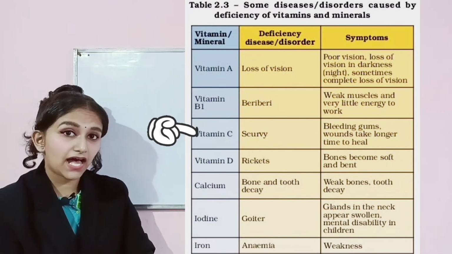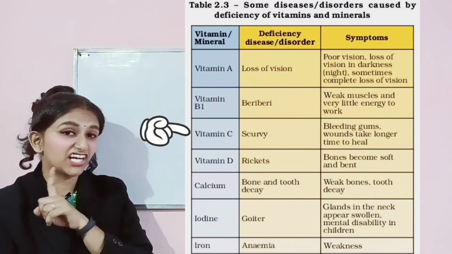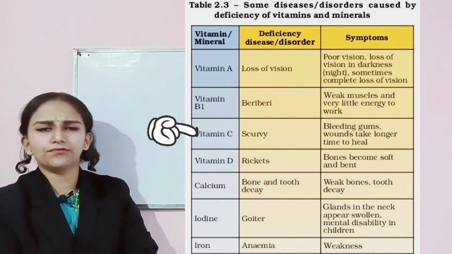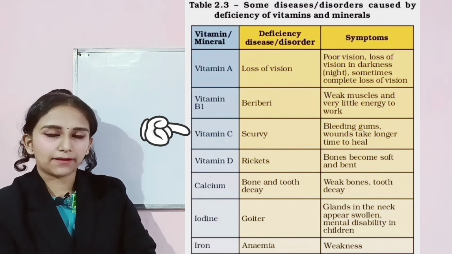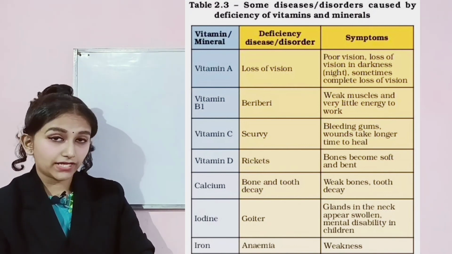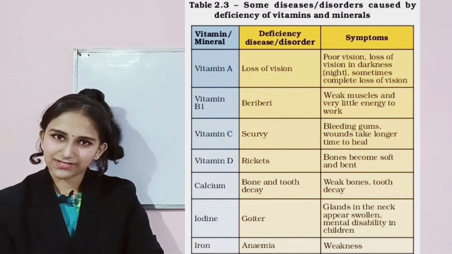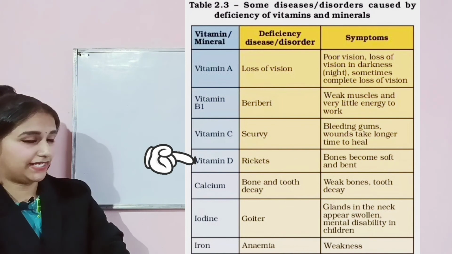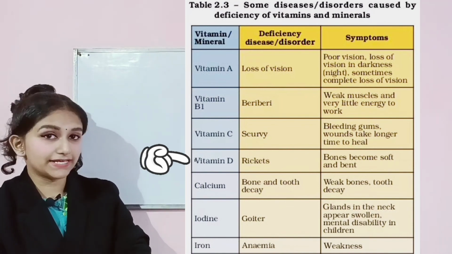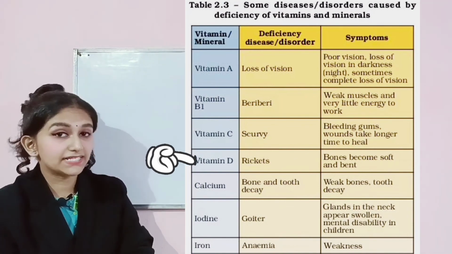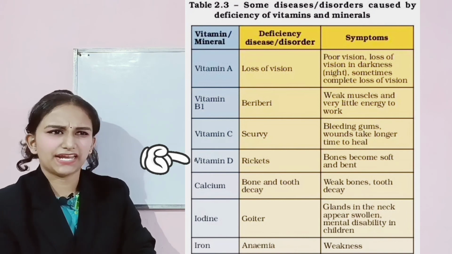The symptoms are that you will have bleeding gums and any wound will take a long time to heal. You can drink orange juice, lemon juice or even tomato juice. Row 4, that is vitamin D. The deficiency disease caused is rickets. In rickets, our bones become soft and weak.